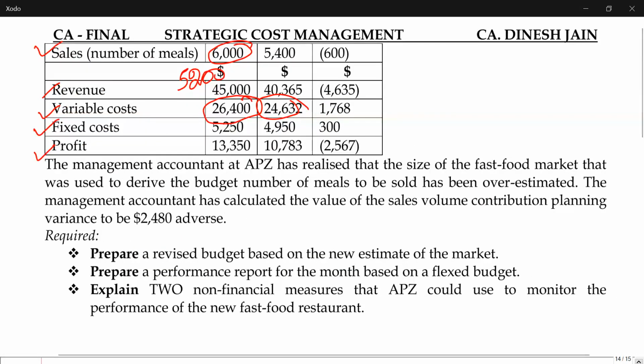Explain two non-financial measures that APZ could use to monitor the performance of the new fast food restaurant. So how will you measure it? You would tell me a way to measure it also. In a non-financial measure, there should be a way to measure it. So what will you write? Customer? Okay, one can be a customer rating. I'll tell the customer to rate my service.